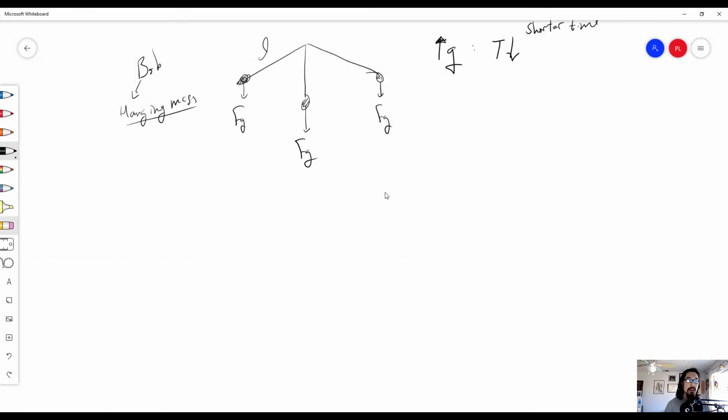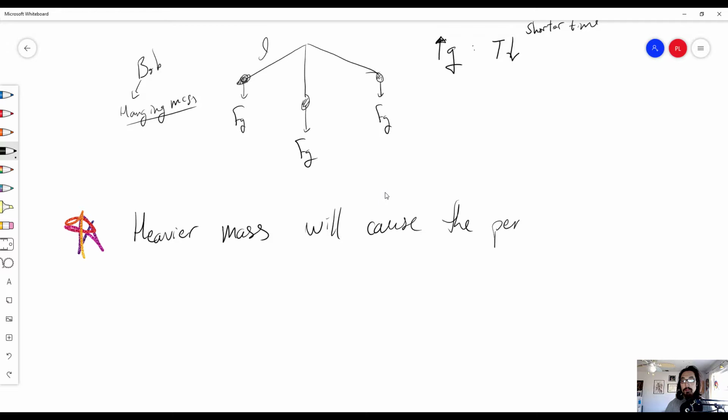Now, this is one of those red flag moments. So I'm going to get my galaxy pen. This is a red flag moment because a lot of people think, and they still do think, that the heavier mass will cause the pendulum to swing faster, aka it'll have a shorter period, because the time will decrease. So a lot of people think this. They think that if m increases, then the period will decrease.